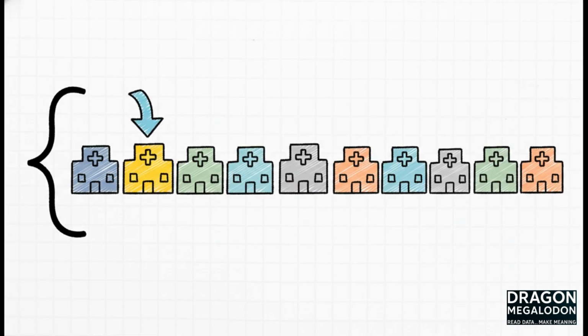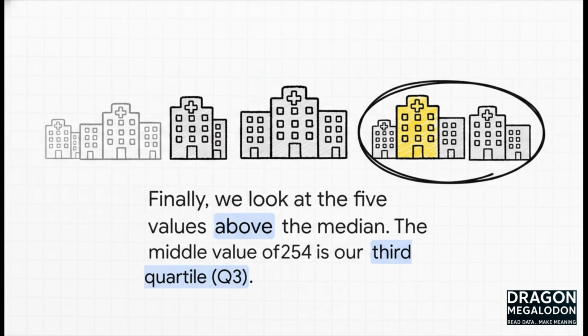Awesome. Now, for Q1, we just look at the numbers below our median. There are 5 of them. The one in the middle of that lower half is 90, and that, my friends, is our first quartile. And you guessed it, we do the exact same thing for the numbers above the median. We look at that upper group of 5, find the middle one, and it's 254. That's our third quartile, Q3.